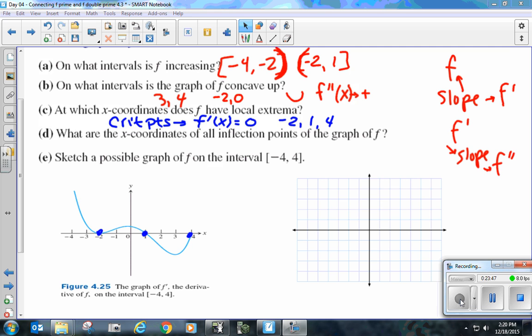What are the x-coordinates of all the inflection points? Inflection points are second derivative, right? That's when f double prime equals 0. Isn't f double prime the slope of f prime? So when the slope is 0, at what points on this graph? At 0, at 3, and at -2.